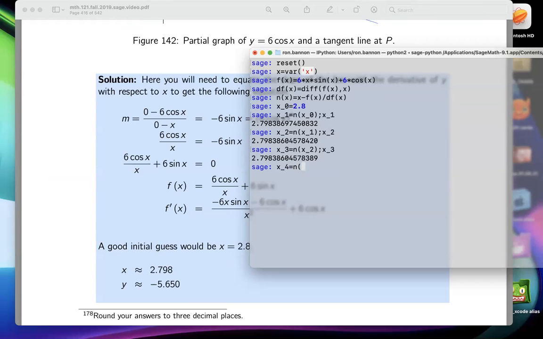N of x sub 3. And I want to display x sub 4. And I don't see any change now. So someone says, okay, you got the x. How do you get the y? F of x sub 4. Right? That's going to give us the y value.